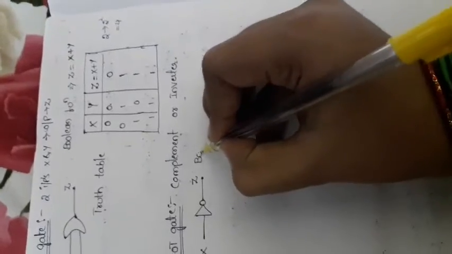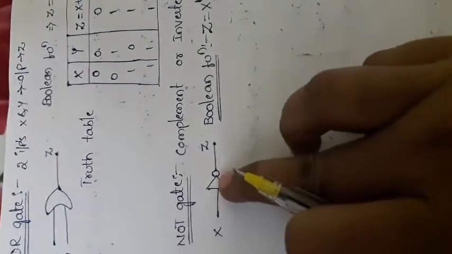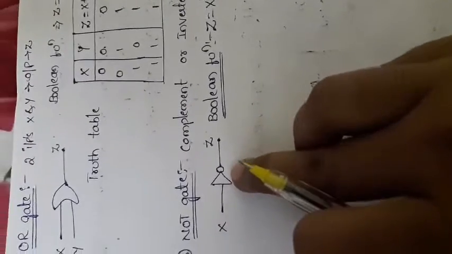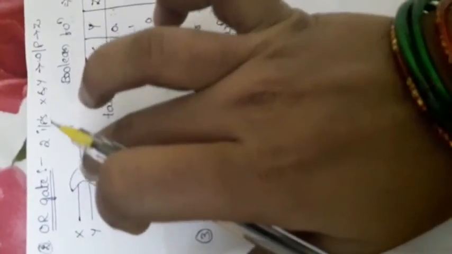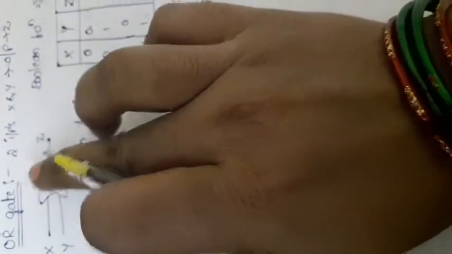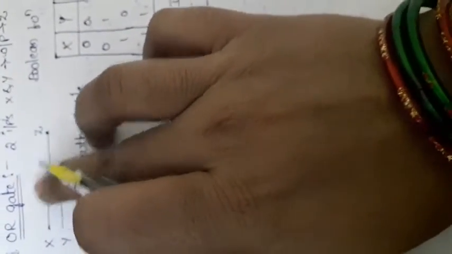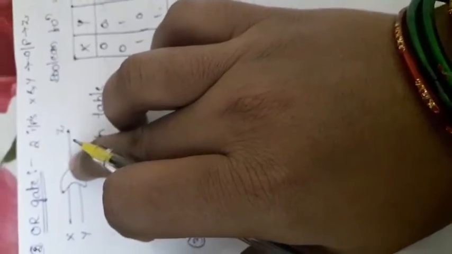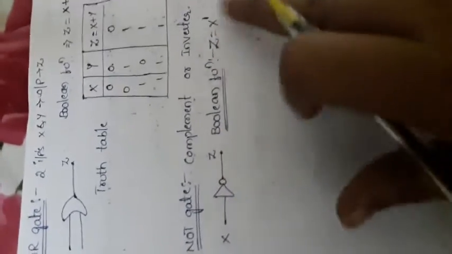Now write the Boolean function for this. The Boolean function is z is equals to x complement. Just observe here, this bubble represents the complement. For example, for the OR gate you can represent a bubble here, that is OR with complement. If you want to represent a bubble, the gate may be like this, OR with a bubble, and that is called the complement of the OR gate. So the bubble is important, that is nothing but a complement gate.